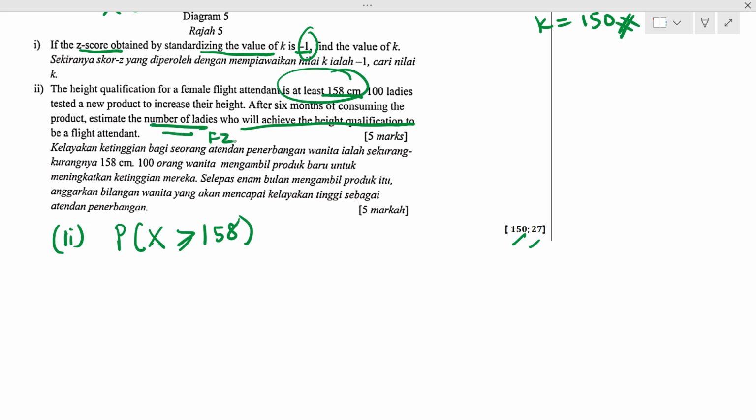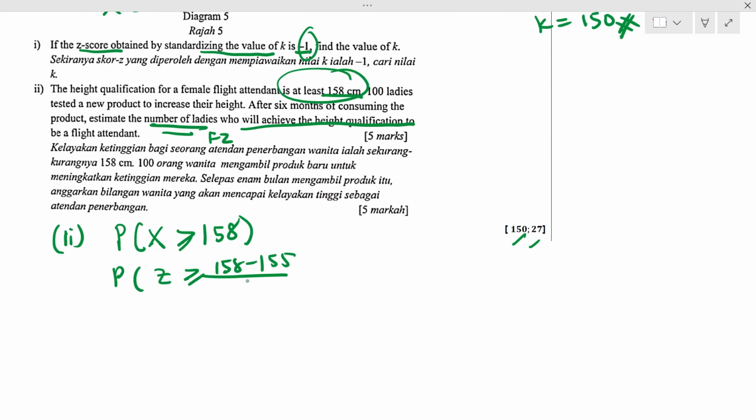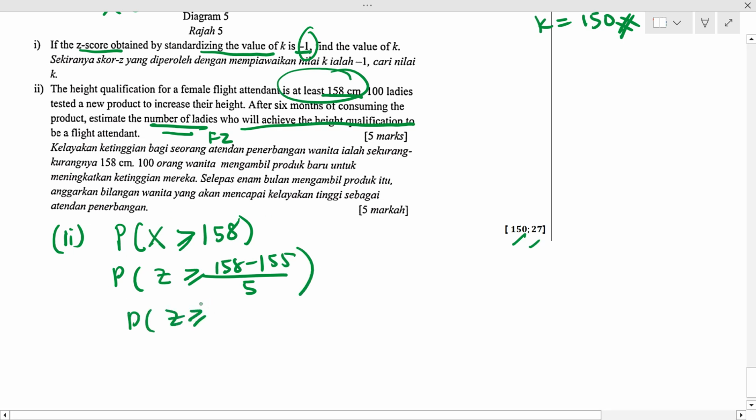That means it is form 2 probability here. So find your normal probability first. 158 minus 155 divided by the standard deviation, which is 5, so 0.6. 158 minus 155 and then divided by 5 is 0.6. And then draw your bell-shaped diagram. Your 0.6 is here, and then you need to shade the right hand side.